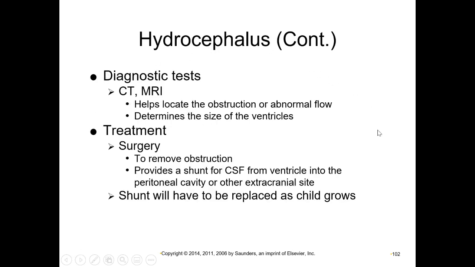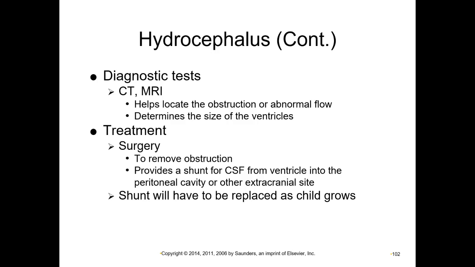Diagnostic tests or anything that peer inside that head, CT, MRI, they'll all help locate the obstruction. They'll locate abnormal flow. They'll see the stenosis. They'll see whatever is causing this. They'll look at the size of the ventricles and tell if they're enlarged. Treatment then is going to be two different things. Remove the obstruction and put in a shunt.